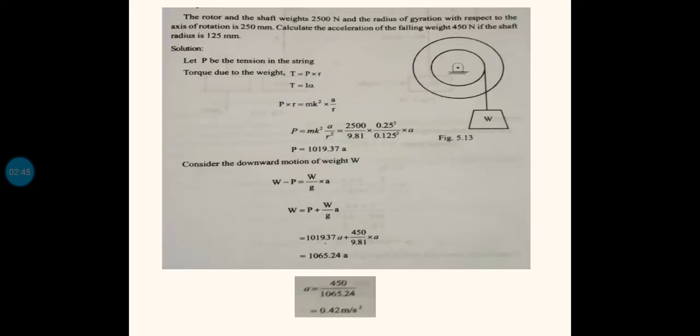numerical problems. The first one is: the rotor and the shaft weigh 2500 Newton and the radius of gyration with respect to the axis of rotation is 250 mm. See, this is the rotor and shaft arrangement. This is the rotor and this one is the shaft. The entire weight of this arrangement is 2500 Newton, and the radius of gyration k value is directly given as 250 mm. Calculate the acceleration of the falling weight of 450 Newton if the shaft radius is 125 mm.